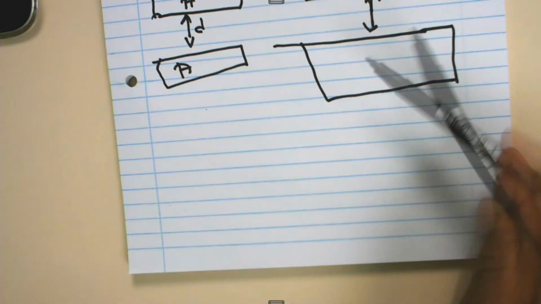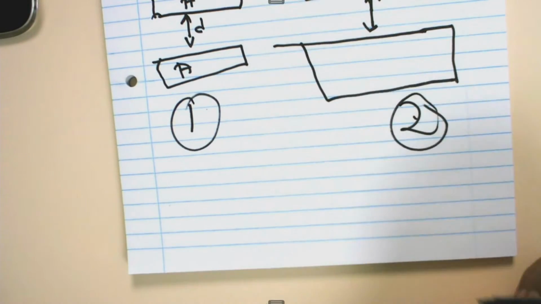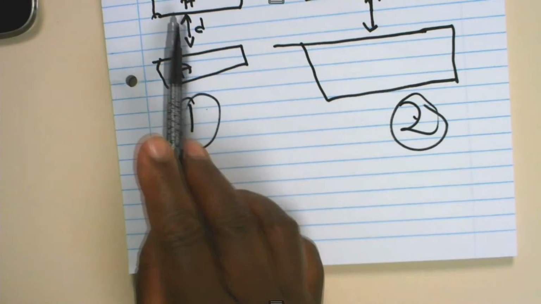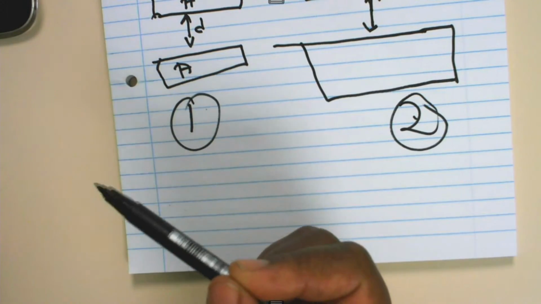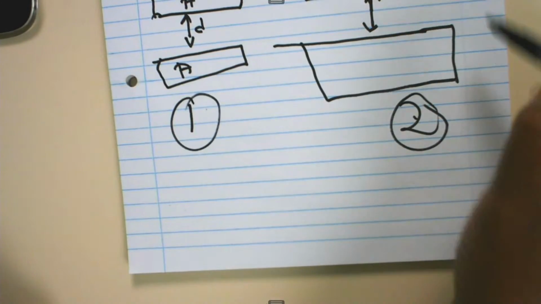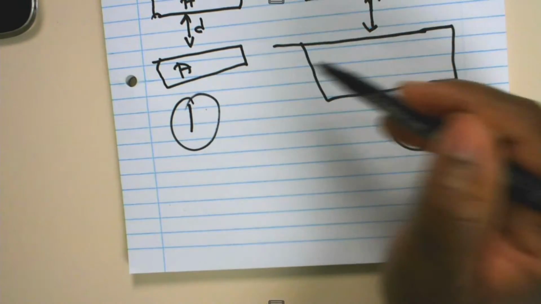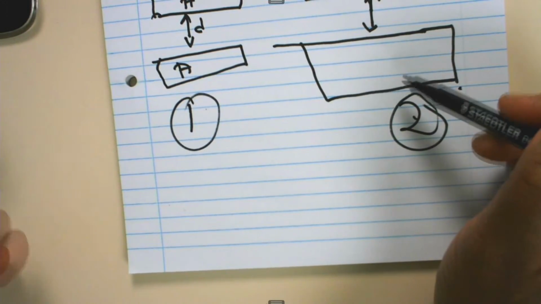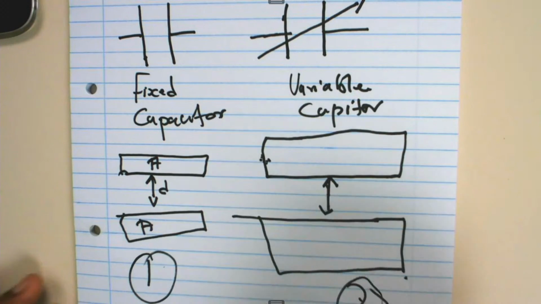Now we've got two capacitors, capacitor 1 and capacitor 2. Capacitor 1 has a small area, so it will accumulate fewer charges as compared to capacitor 2 with a larger area. So capacitor 2 will accommodate more charges. Right.